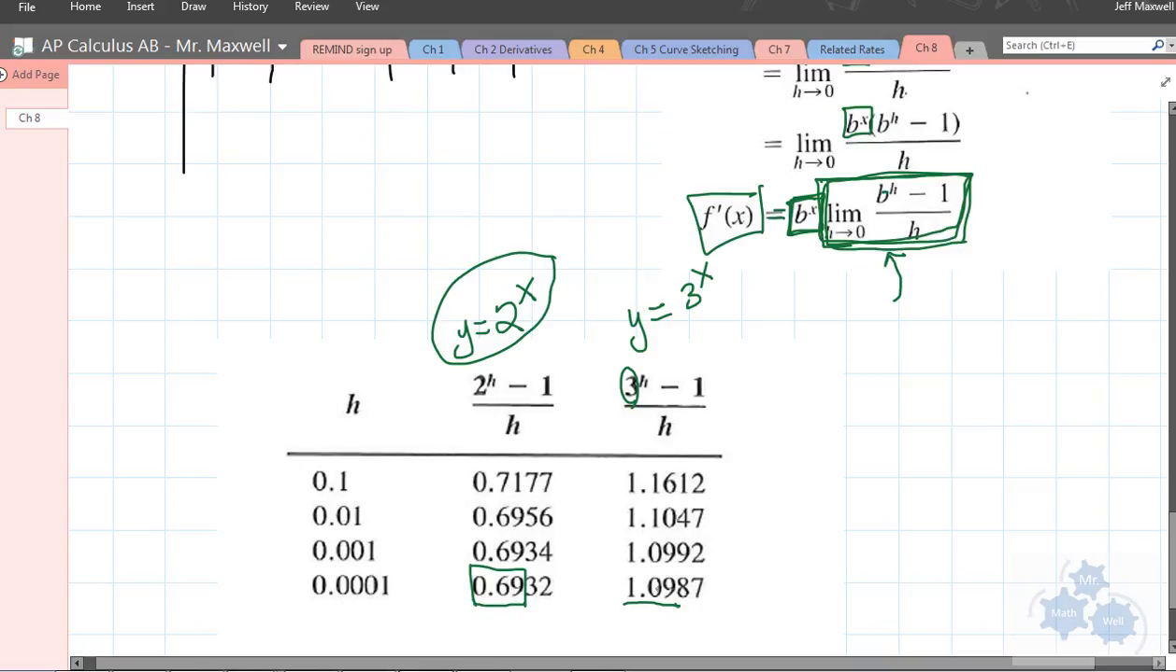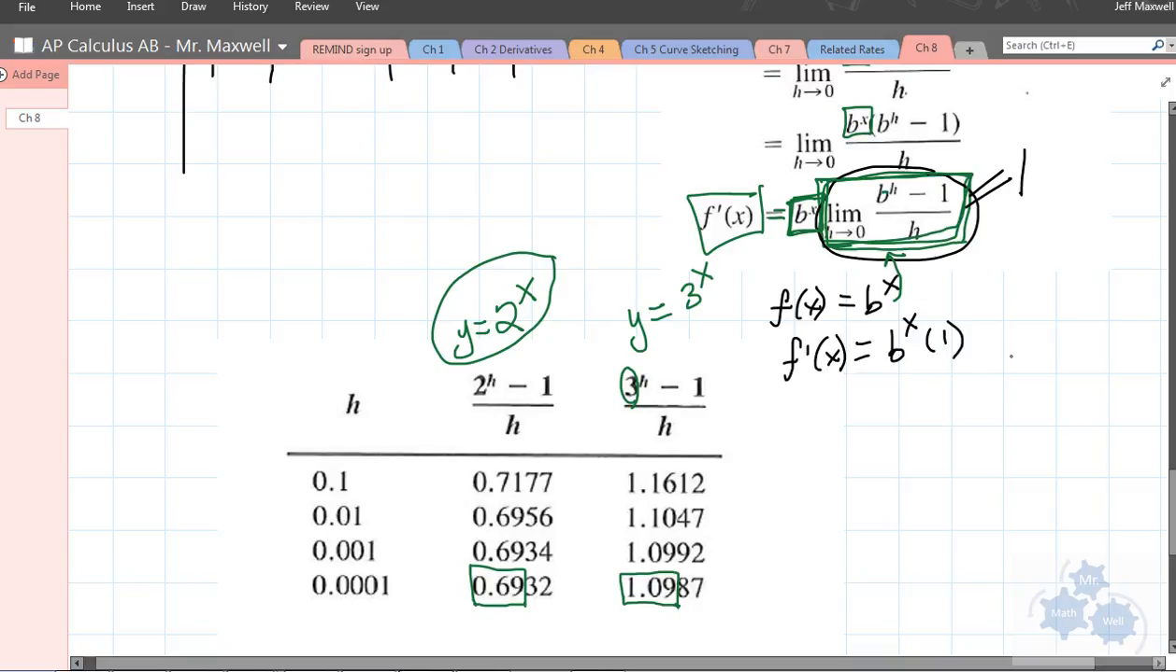So right now this doesn't look all that shocking, but consider this, and this is the most important part of this whole lesson. If this limit was to equal 1, then the function is b to the x, and its derivative would be b to the x times 1. So do you see how if we found a base where this limit actually equals 1, then the derivative of that particular exponential function would be itself? It would be itself times 1.